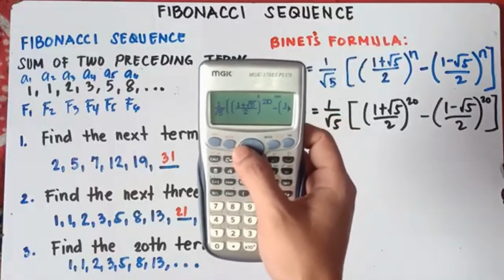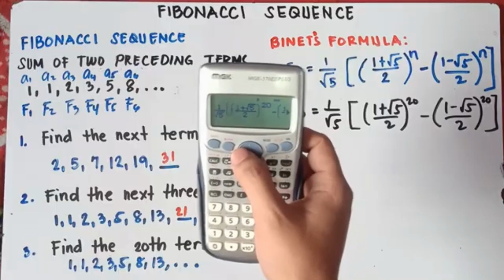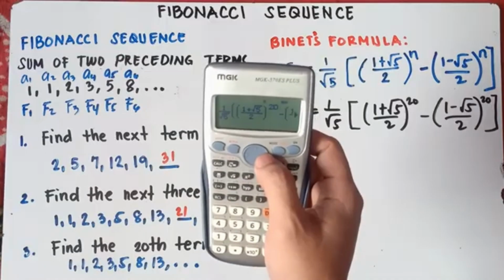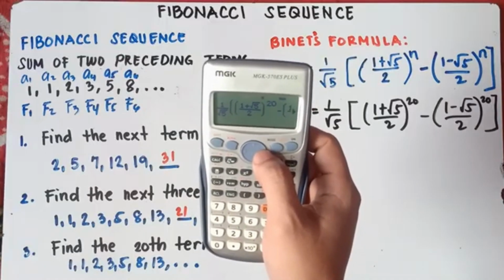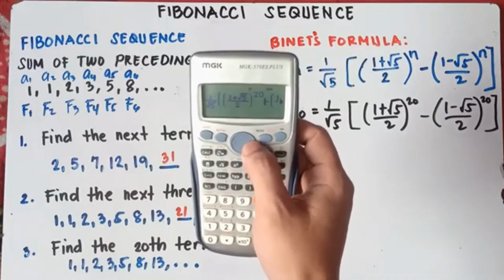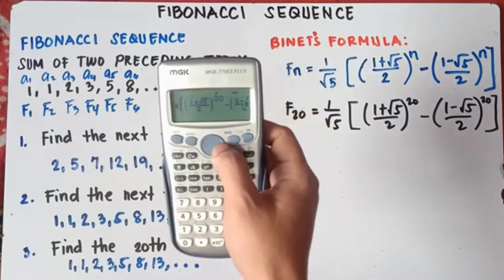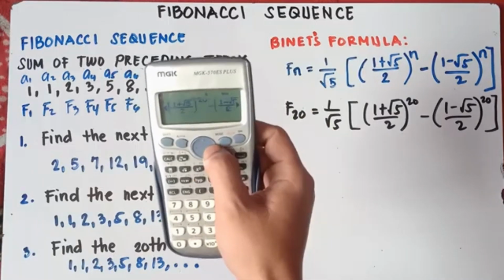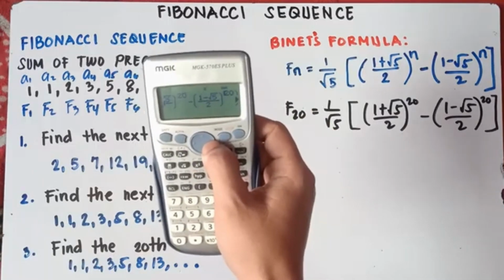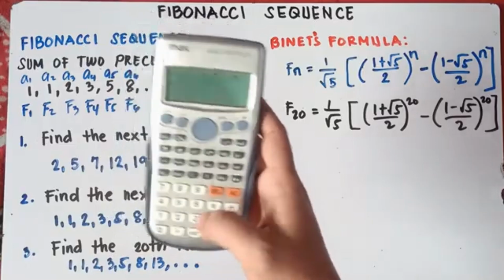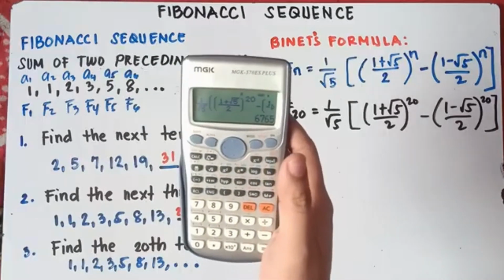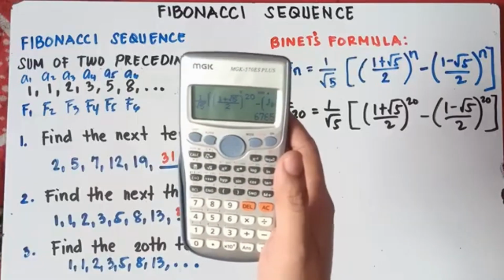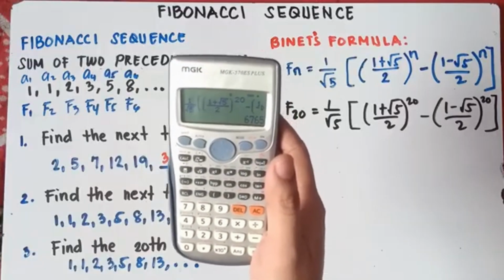So let's double check. We have 1 over square root of 5. Then 2 parentheses. Then 1 plus square root of 5 over 2 raised to the power of 20 minus 1 minus square root of 5 over 2 raised to the power of 20. Alright, then press equal sign, class. And your answer will be 6,765. That's it, class. That's the 20th term.